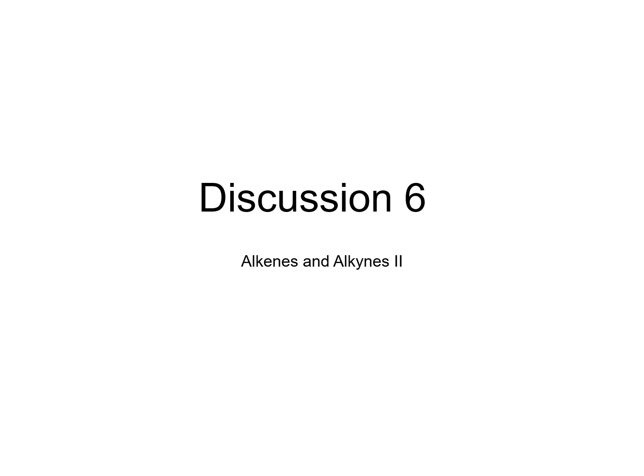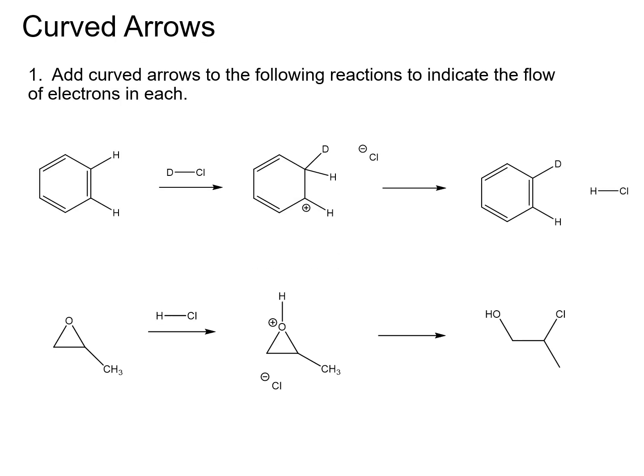This video is going to look at problems from discussion 6, focusing on reactions of alkenes and alkynes. This question is just reviewing how we use curved arrows to break and form new bonds.